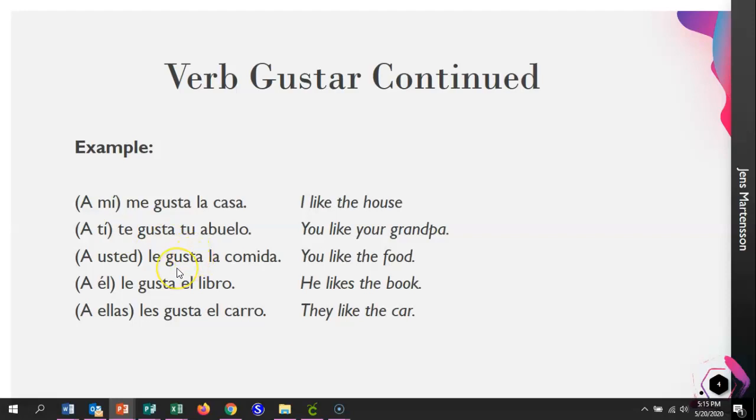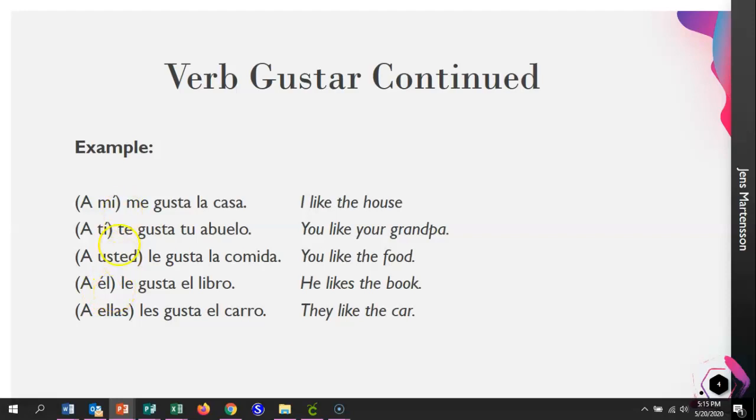The next one reads, le gusta la comida. And we're talking about you like the food. So it would be a usted. The next one reads, le gusta el libro. He likes the book. So we're talking about he likes the book. We're going to say a él.